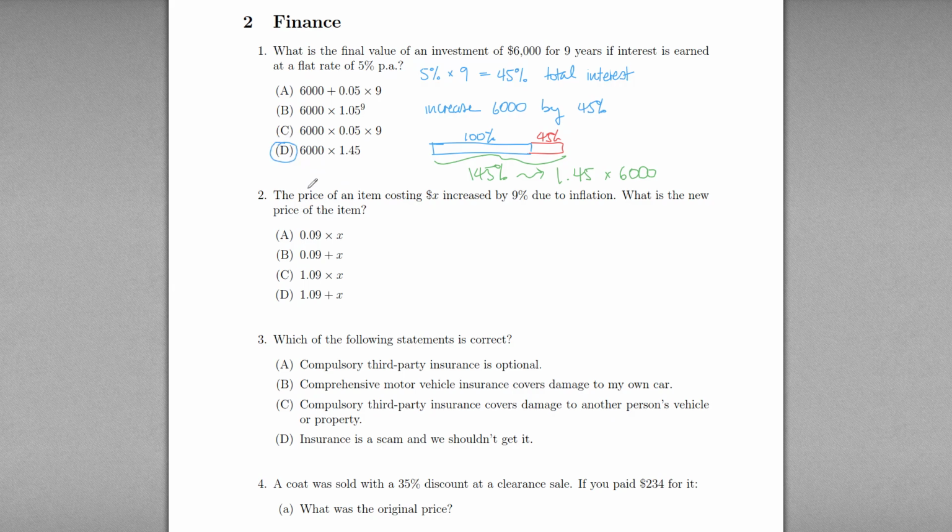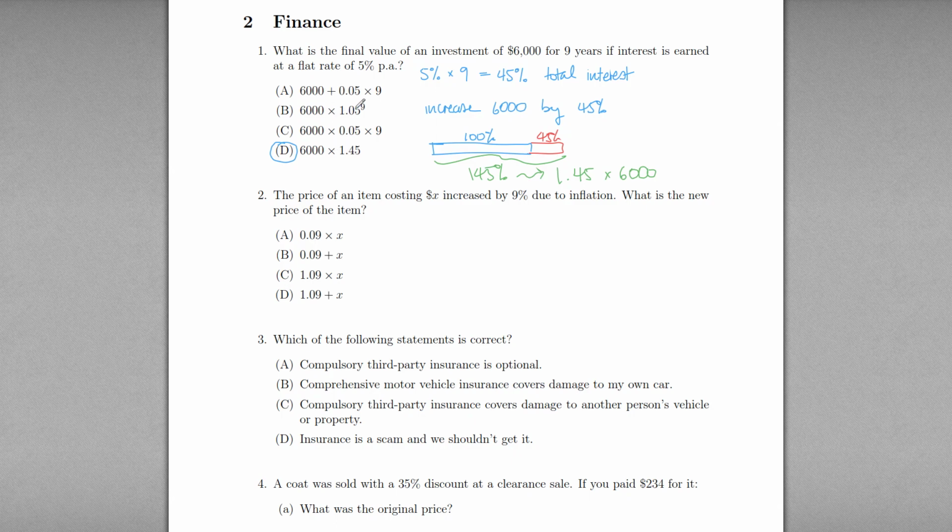Okay. What's wrong with A? Well, A is nonsense. You're adding the percentage. That's not how percentages work. You have to take percentages of the initial value. B would be correct if it were compound interest, but it is simple interest, so that's a no-go. C only calculates interest, but doesn't calculate the final value. So that's what's wrong with those three.